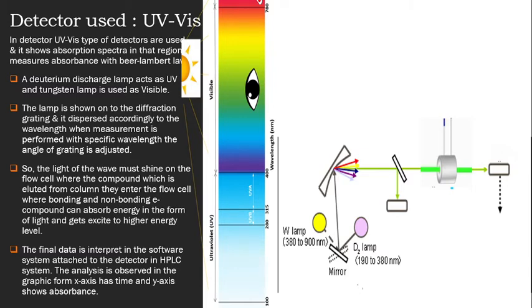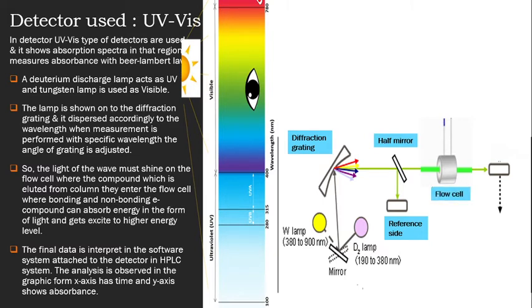A mirror is used to direct both the lamps to the diffraction grating, and it disperses the light according to the wavelength. When measurement is to be performed with a specific wavelength, the angle of the grating can be adjusted accordingly. So the light of that wavelength must shine on the flow cell while doing the analysis. A half mirror is placed between the diffraction grating and the flow cell, where the specific wavelength is split into two parts, one to fall on the sample side, the other to fall on the reference side.